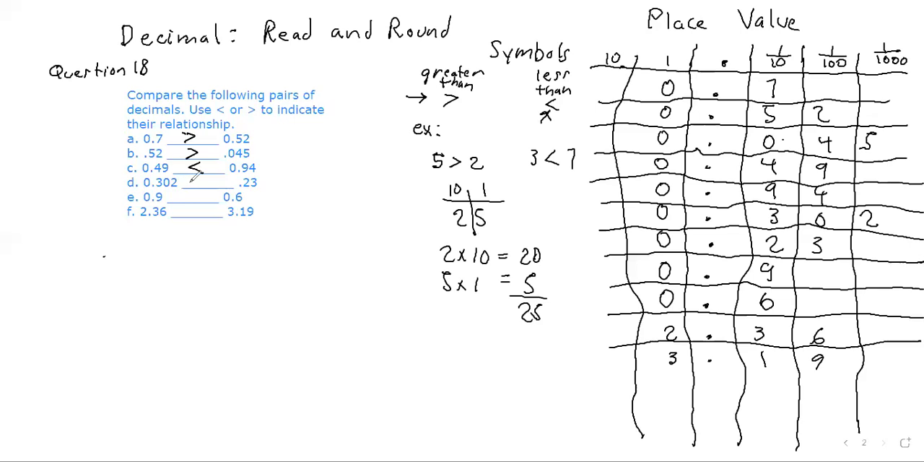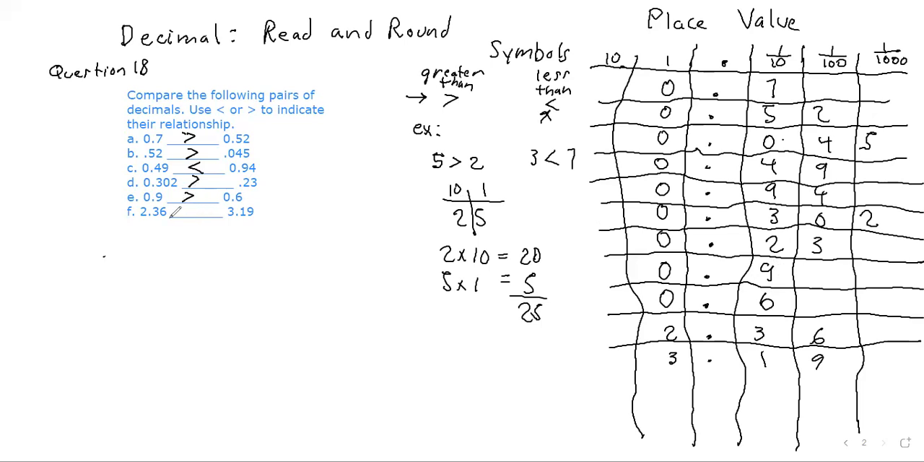Now the next one, 0.302 and 0.23. Looking here in the table, we see 0.302 and 0.23. Comparing the numbers in the 10th place, we're comparing 3 and 2. 3 is definitely larger than 2. So 0.302 is greater than 0.23. Looking at E, same thing. We're going to compare 0.9 to 0.6. Looking at the 10th place, we see that 9 is greater than 6. So this means that 0.9 is greater than 0.6.